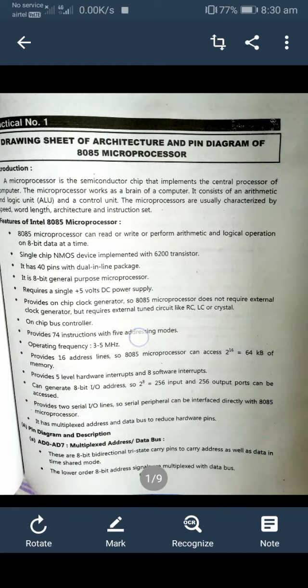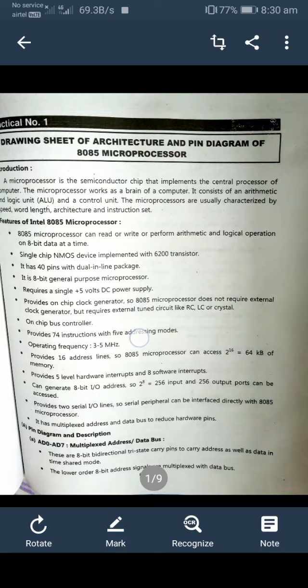Introduction. A microprocessor is the semiconductor chip that implements the central processor of a computer. The microprocessor works as the brain of a computer. It consists of an arithmetic and logic unit (ALU) and a control unit. Microprocessors are usually characterized by speed, word length, architecture, and instruction sets.